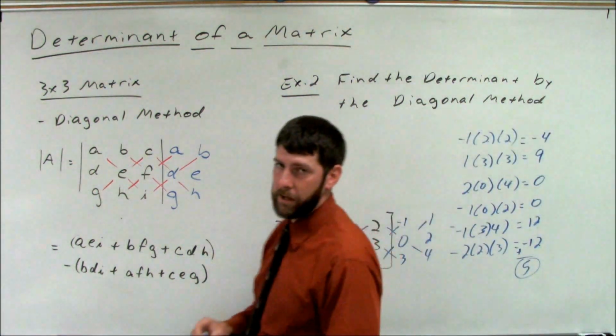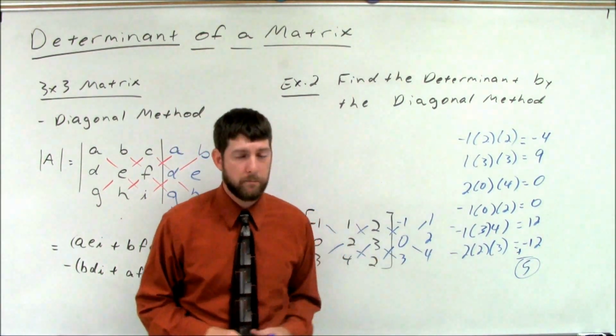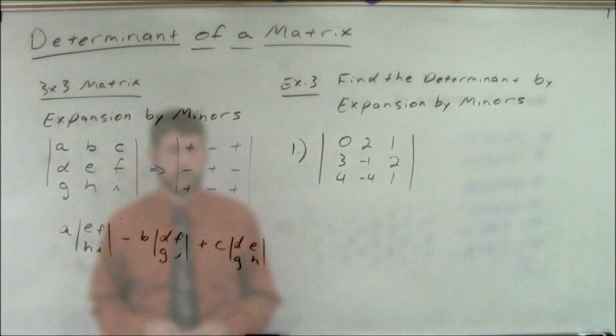That's the diagonal method. Give me a second and I'll get the expansion by minors method up there for you.